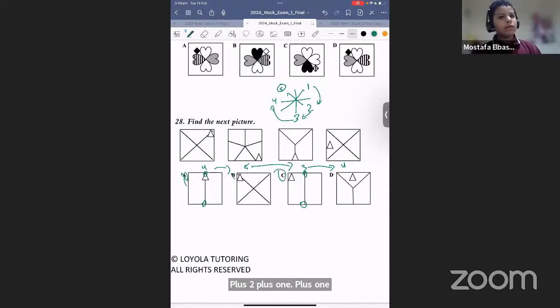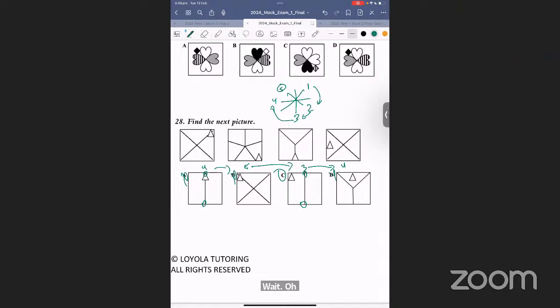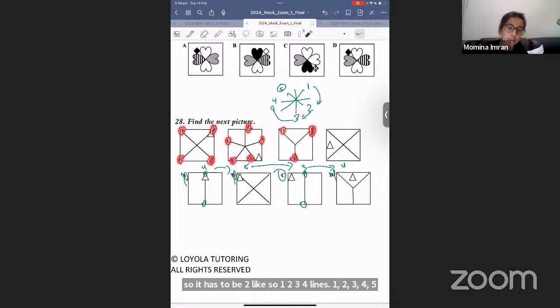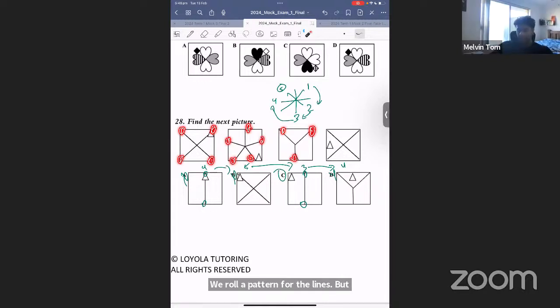C. What? Wait, I'm waiting. Melvin, why is it C, not B? Because it has to be 1, 2, 3, 4 lines. Wait, what was the pattern for the lines? Plus 1, minus 2? Yes, plus 1, minus 2. 3, 4. So it has to be minus 2, and this is 2, but this is 4, as you can see.